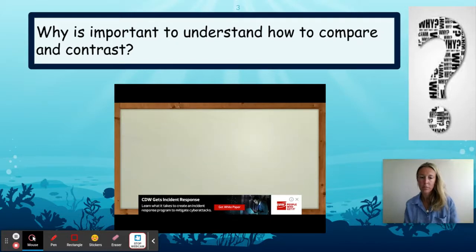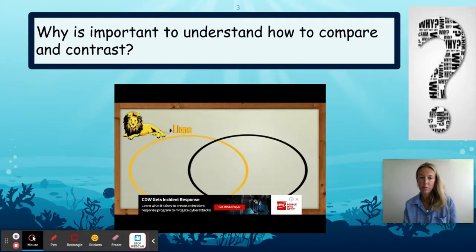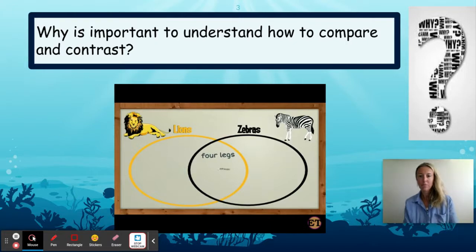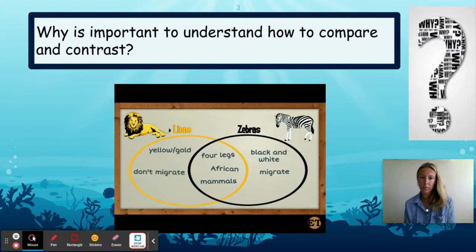As an example, we're going to use a Venn diagram to compare and contrast lions and zebras. A Venn diagram is a useful tool to help organize similarities and differences. We might note some similarities such as both animals have 4 legs, they're both found in Africa, and both are mammals. As for differences, zebras are black and white, lions are a yellowy gold. Zebras migrate, lions don't. Lions eat meat, they're carnivores, while zebras eat plants, they're herbivores.